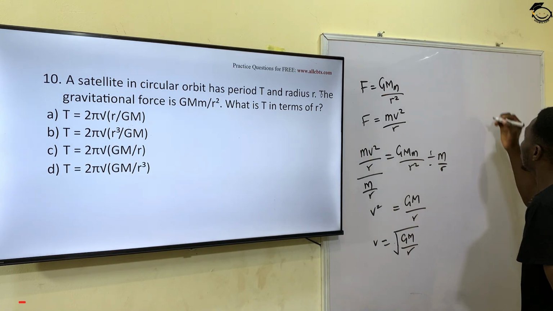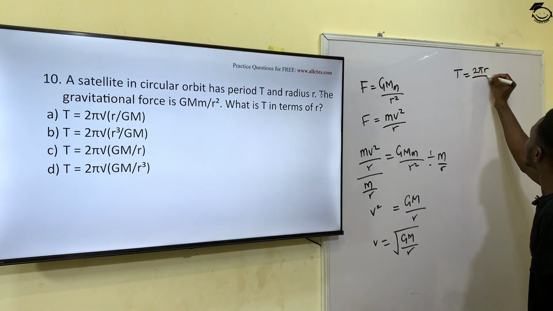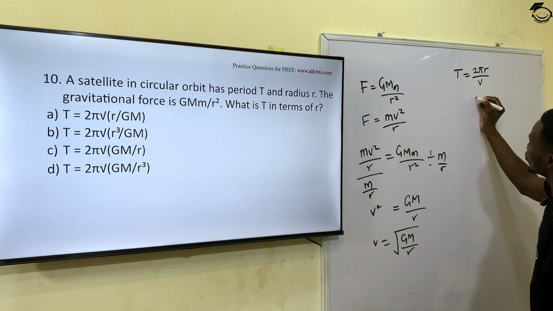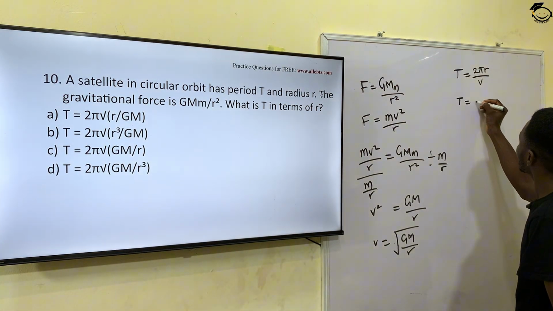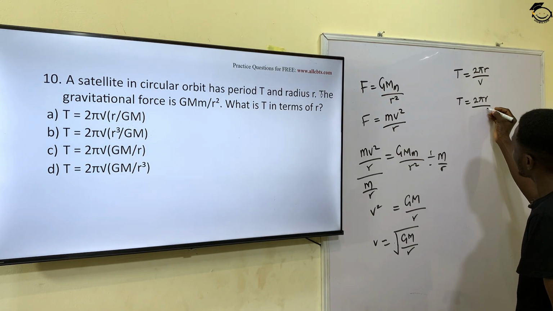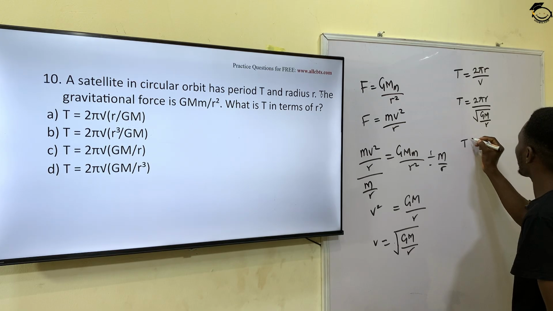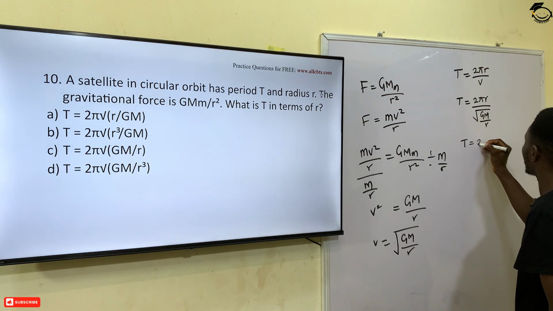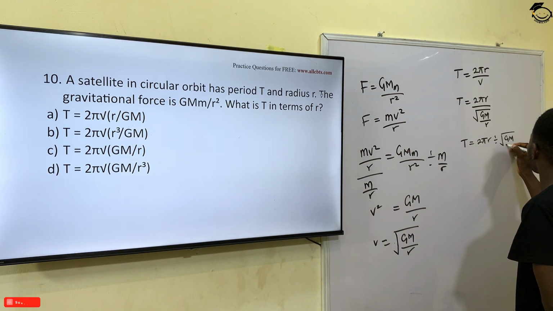But we know that our period is equal to 2 pi r over v. So if I input my values, my period is equal to 2 pi r over the square root of GM over r. So if we simplify further, this is the same as saying I have 2 pi divided by the square root of GM over r.